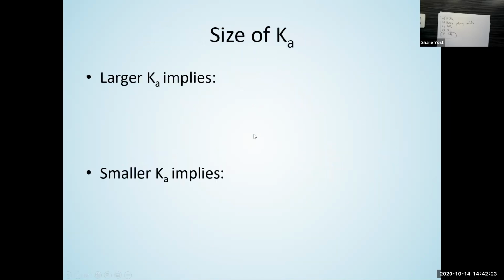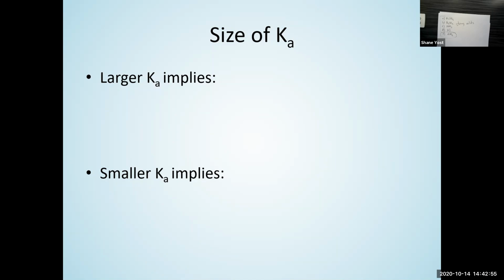Right, with these equilibrium constants, we talked about what the magnitude implies when we discussed chemical equilibrium. So what does the magnitude imply in terms of the strength of the acid for these weak acids? A larger Ka implies what? That the acid is going to be stronger or weaker?